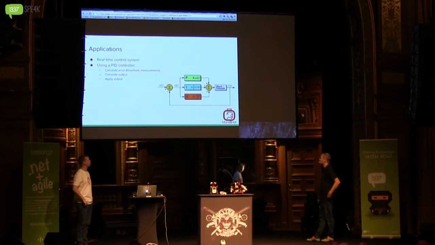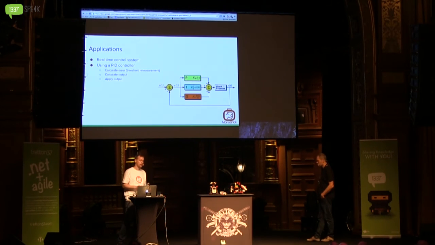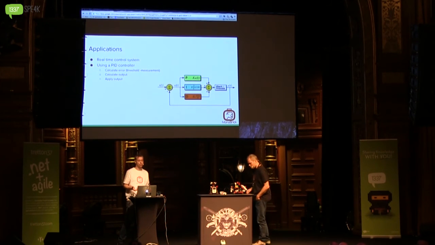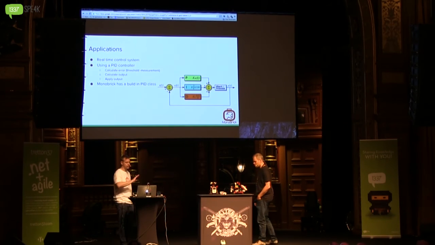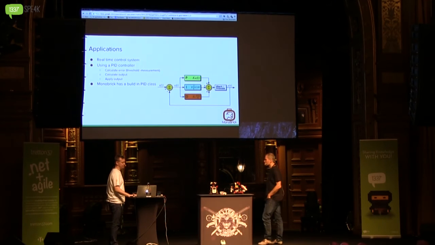It's simply a way of hitting a target that you desire. So the principle is that you calculate an error, which is the target that you want to hit, minus some measurements that you have done. Then you calculate an output based on the PID values that you have placed in your controller, and then you apply that output. So that was ABC on PID controllers. So no reason to read big books or anything.